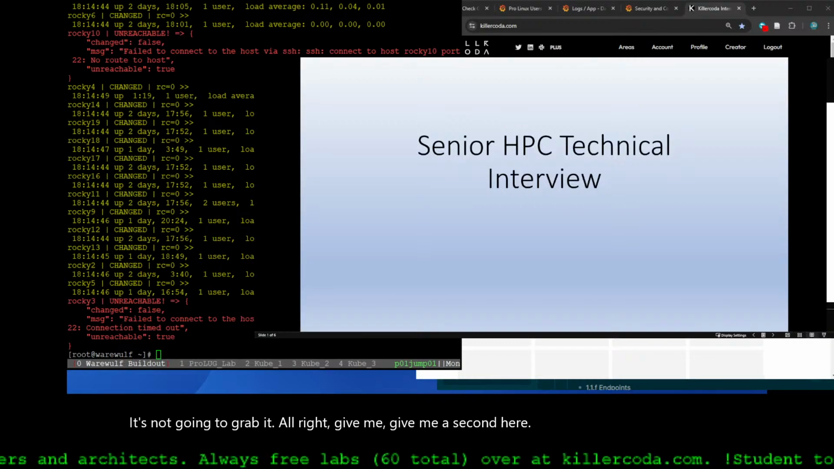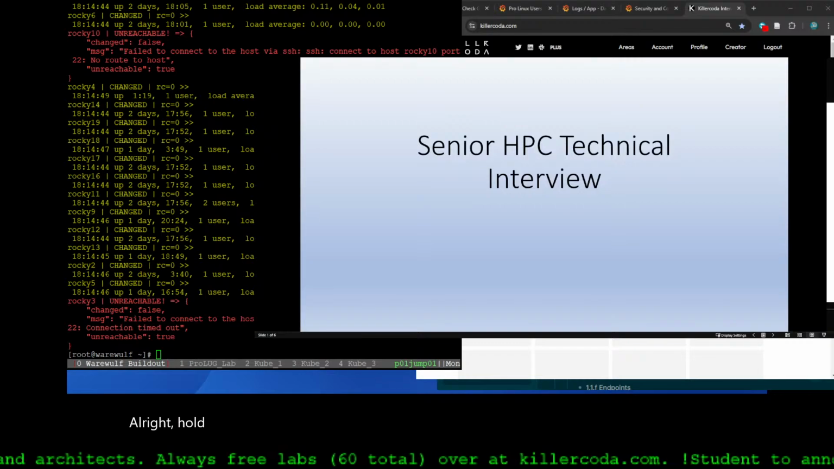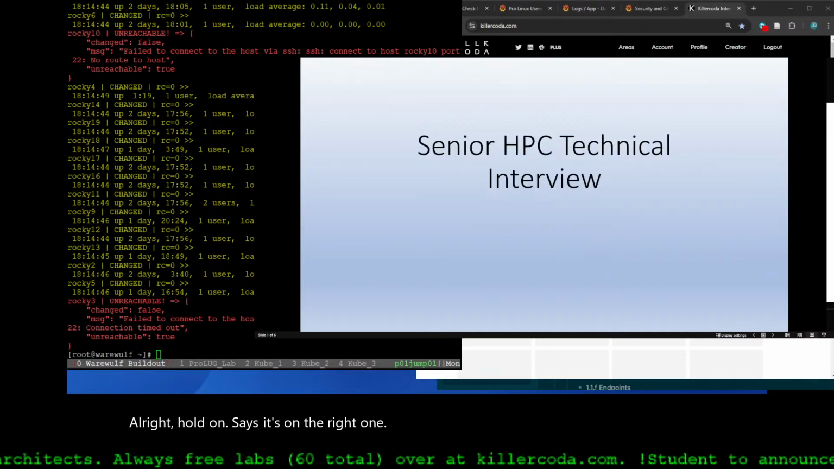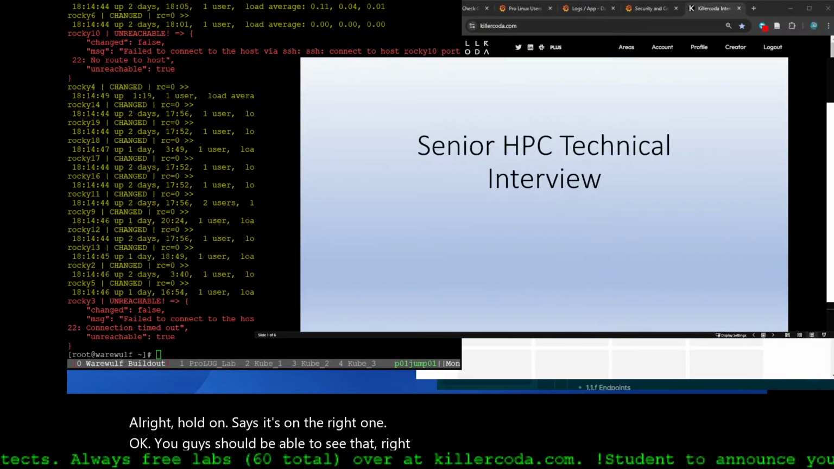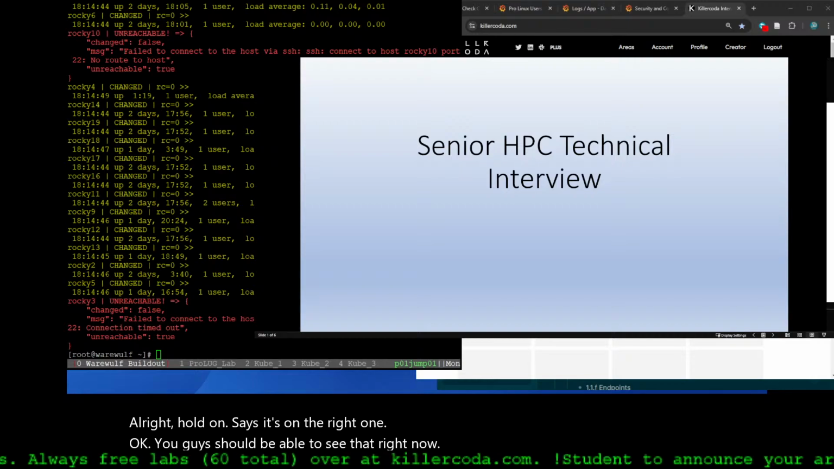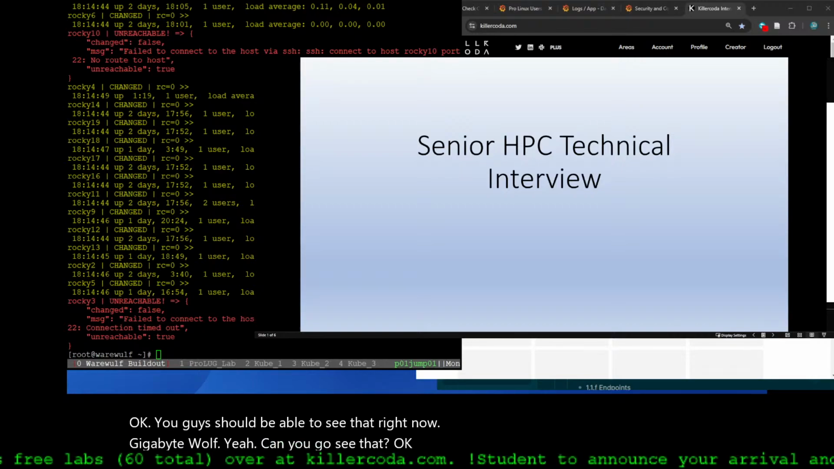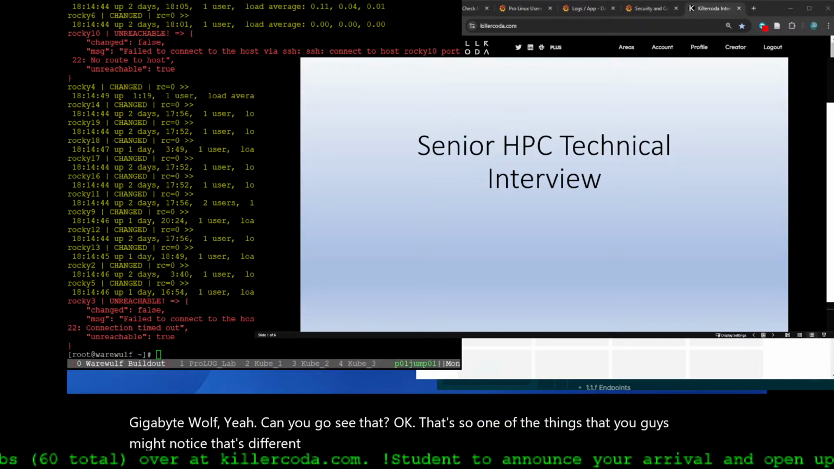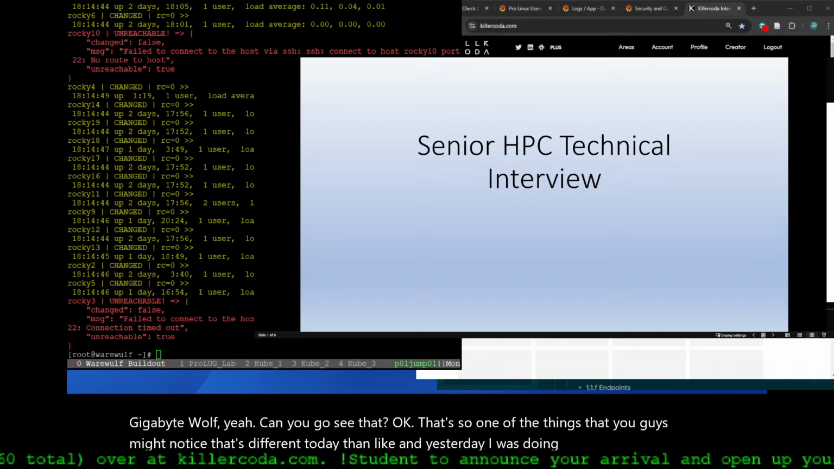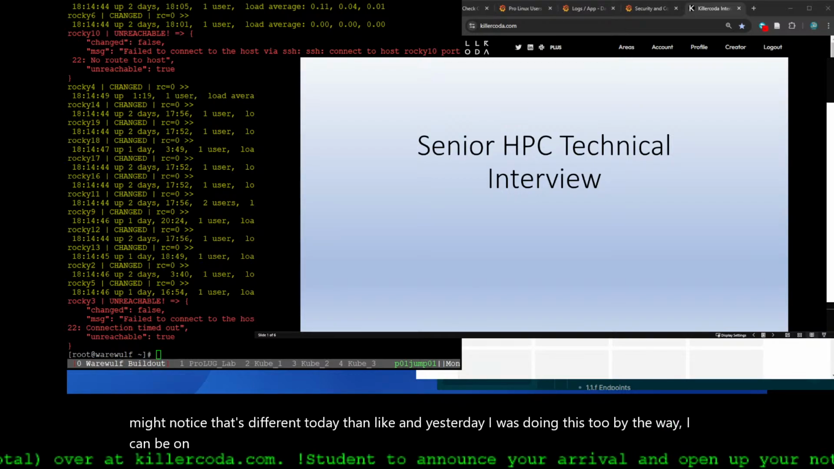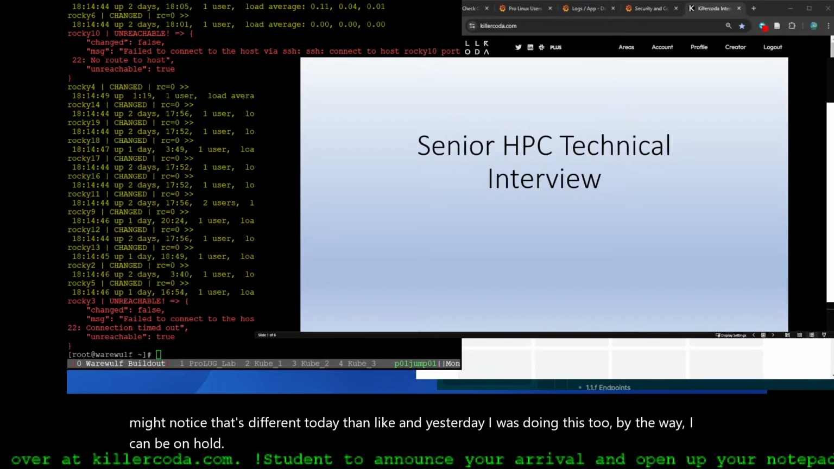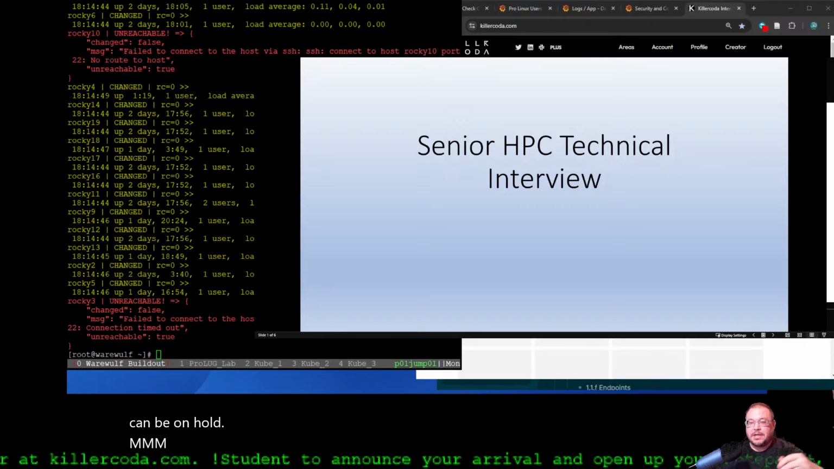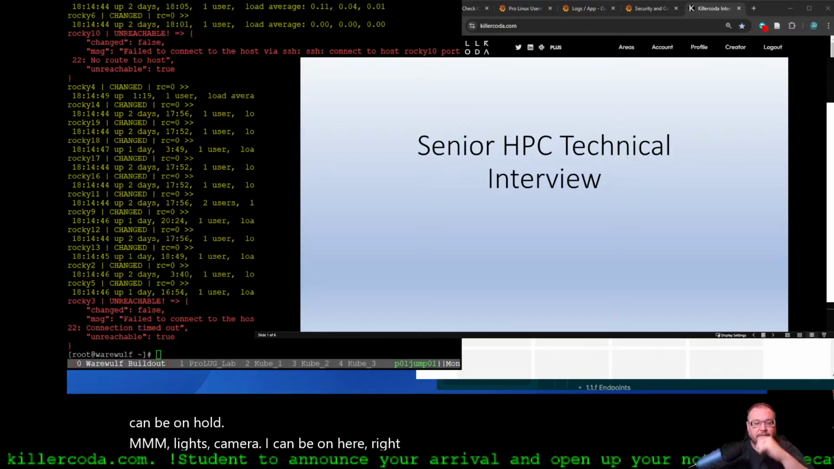All right, hold on. Says it's on the right one. Okay, you guys should be able to see that right now. Giga Beowulf. Yeah. Can you guys see that? Okay. One of the things you might notice that's different today than yesterday, I was doing this too, by the way, I can be on here, right? Like if you guys want to see me or whatever.